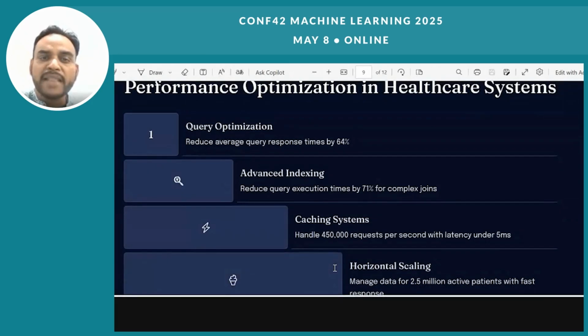Analysis shows that healthcare databases utilizing composite indexes for frequently accessed clinical data paths reduce query execution times by an average of 21% for complex joins involving patient records and clinical observations. Healthcare organizations report that implementing partial indexes for filtered queries results in a 38% reduction in storage requirements.